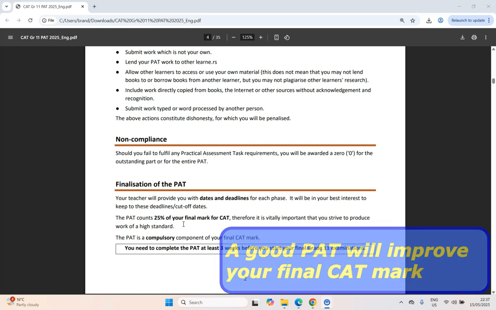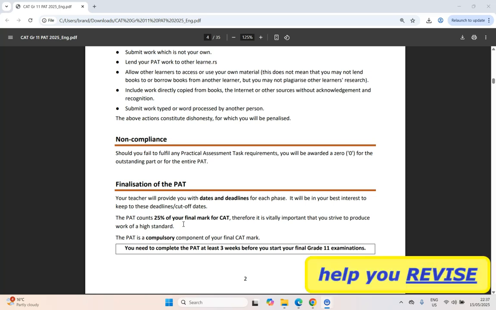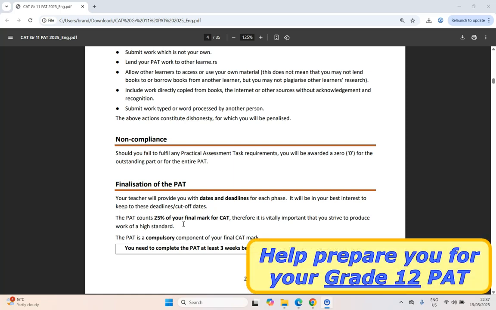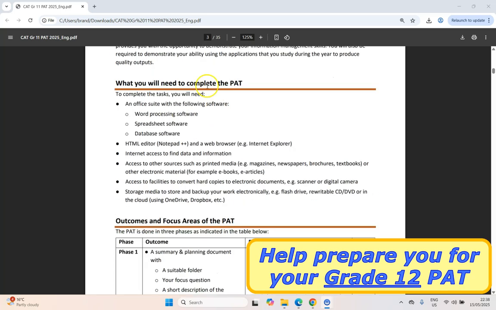So use that opportunity. Another advantage is that because you are going through your Word and your Excel Access, it's helping you revise for exams. And as grade 11s, the 4th reason is that it's going to help prepare you for your grade 12 PAT. If I look here at what you need to complete, there are some things that are missing from the grade 12 PAT, but not a lot. Majority of this PAT is very similar in structure and what you need to do with your grade 12 PAT. So by doing this grade 11 PAT, you are going to get a bit of extra practice and know what to expect for next year.